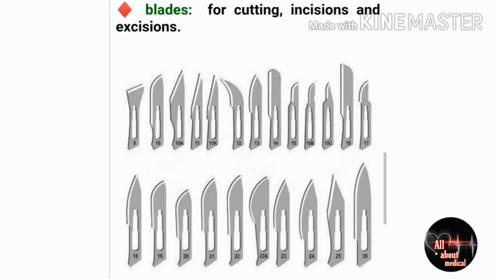Now this is a very important image. This image shows all the different types of blades which are used in clinical and hospital settings daily. So you must know about all the different types of blades and their numbers. These are blades for cutting, incisions and excisions, and you can see their numbers are written on the blades respectively.